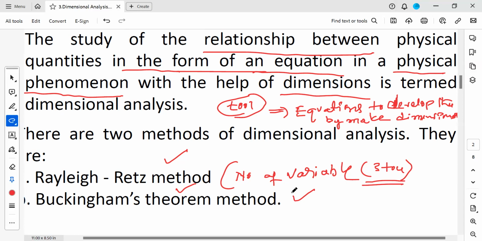The next one is Buckingham's pi theorem, which can handle a larger number of physical quantities or variables. So these are the two methods we have for dimensional analysis.